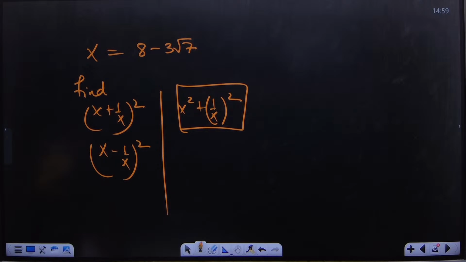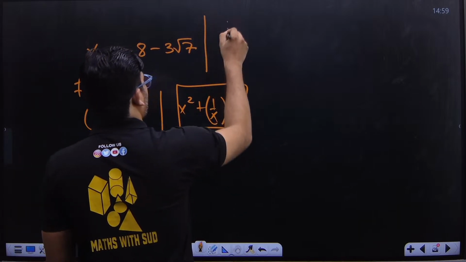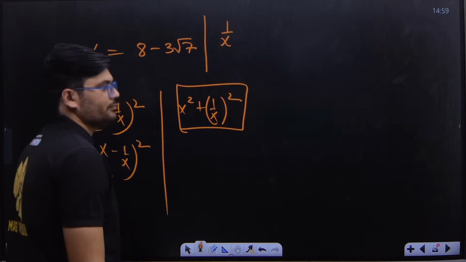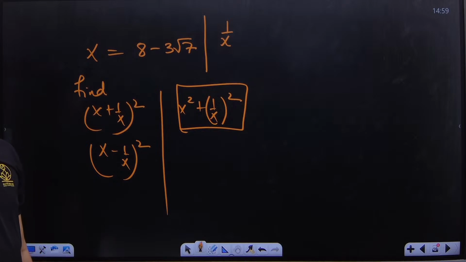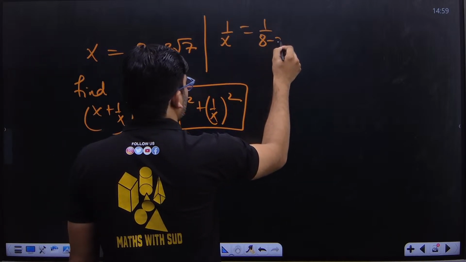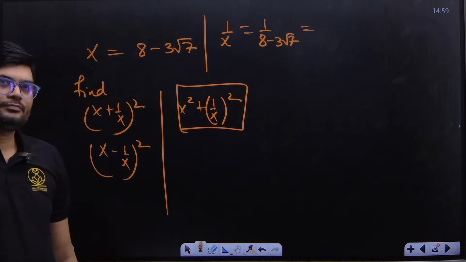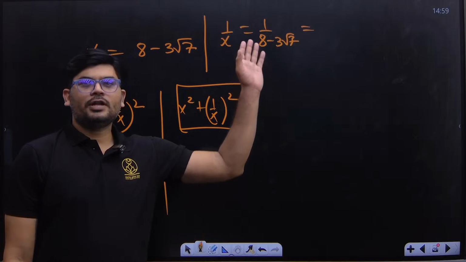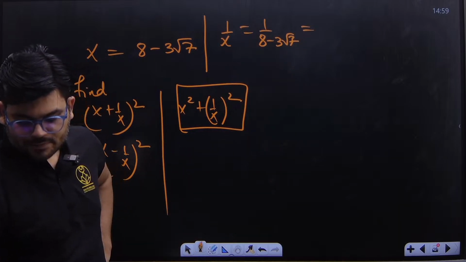Wait, sir. So to solve this, we just have to replace, and then we have to bring the denominator to the numerator. Okay, can you tell me what is 1/x? 1 upon 8 − 3√7. Okay. Did you find the conjugate of this number and multiply? Did you rationalize this number? Sir, no, sir. Please rationalize, beta.